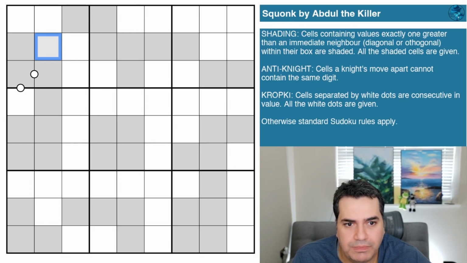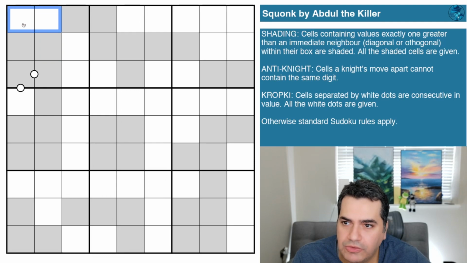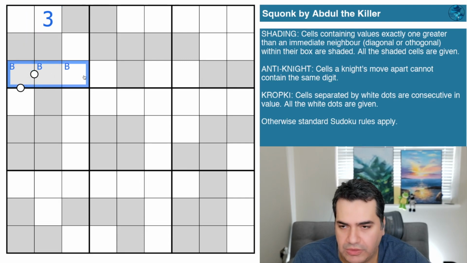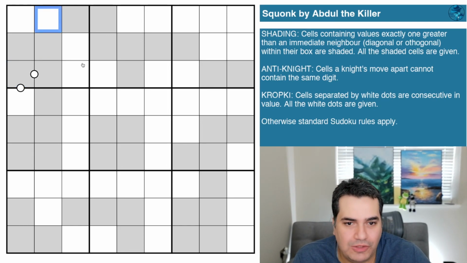Now, the interesting part as well is it says negative constraints apply. All the shaded cells are given. So whatever the digits are in here, let's say that's a 3 again, it means a 2 is nowhere near here, and the 2 would be down here, for example. Okay, let's move on to the next one.